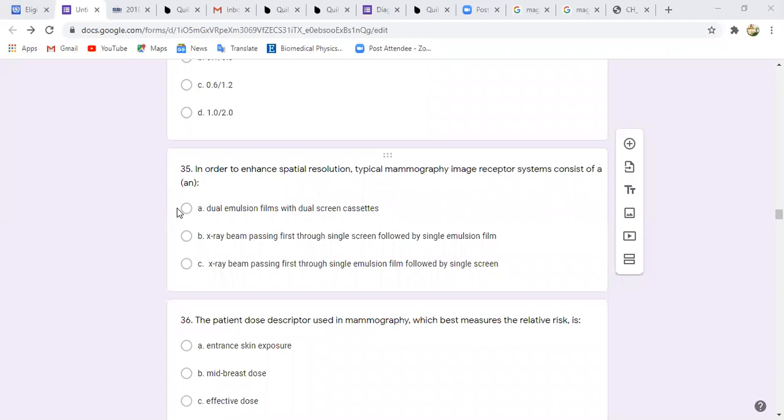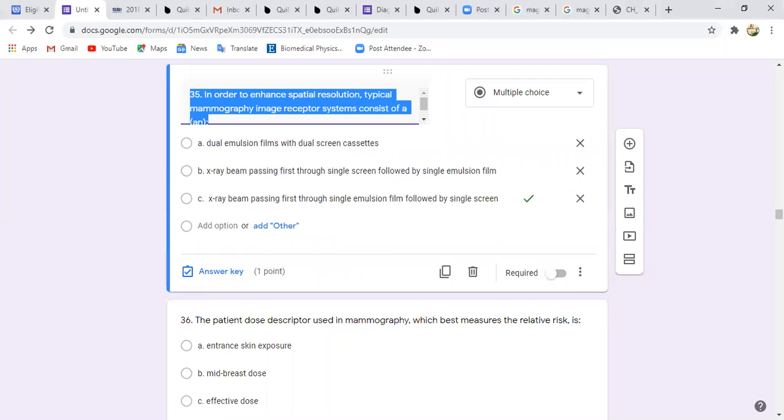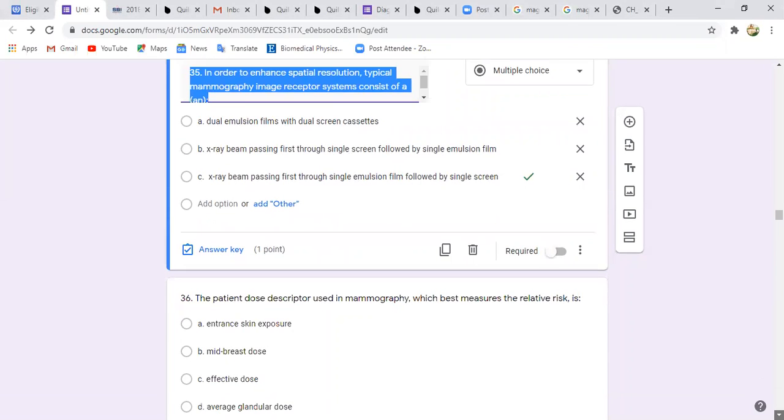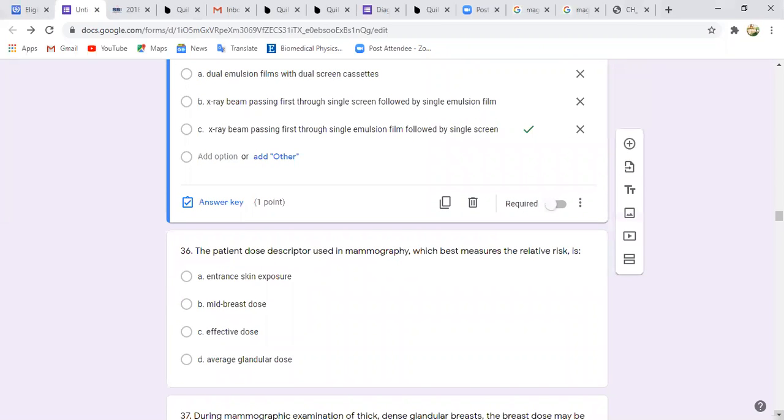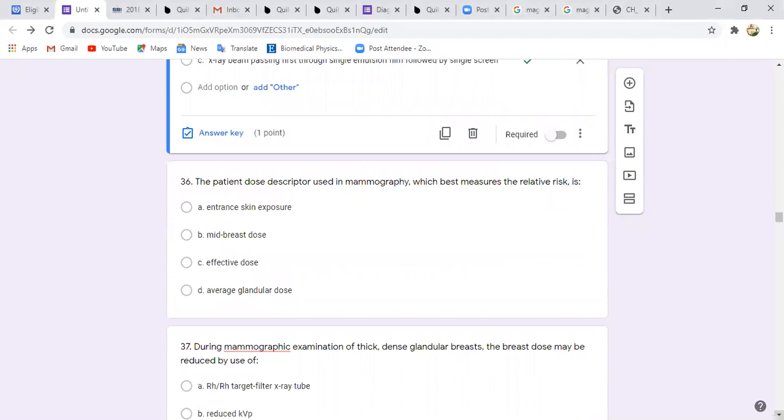So it passes through the single emulsion film followed by the single screen. So that's the answer. A patient dose descriptor using mammography, of course, which one is this? Of course, this one is straight off: average glandular dose.